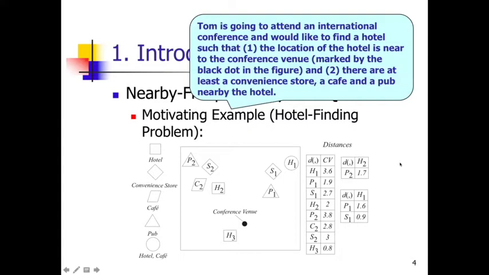Now, Tom is going to attend an international conference and would like to find a hotel such that the location of the hotel is near to the conference venue marked by the black dot in the figure. And secondly, there is at least a convenience store, a cafe, and a pub nearby the hotel. Although there are many existing works on spatial keyword queries, none of them could find the desired result for Tom.